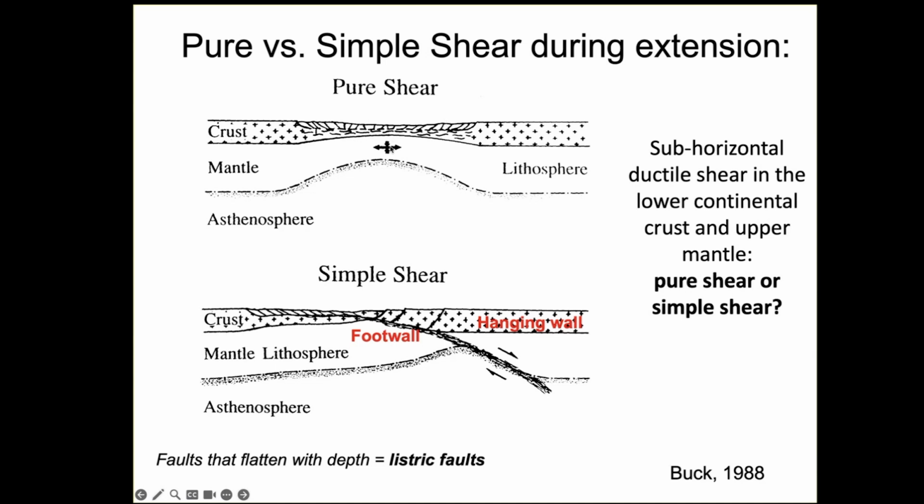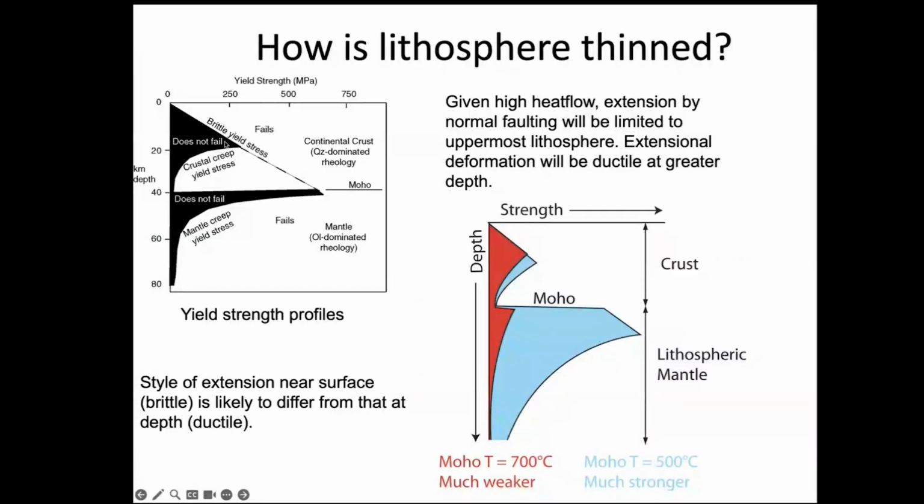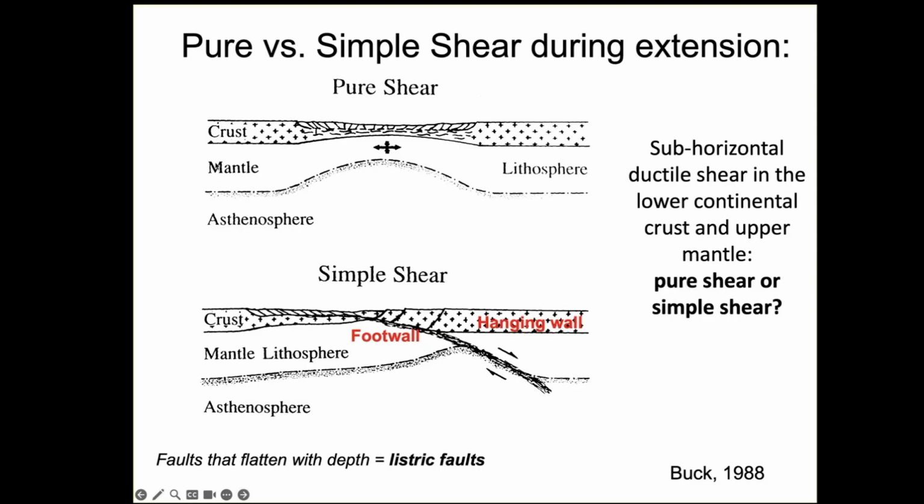This ductile flow is consistent with this strength profile, right? This region is very weak and it's going to flow easily. That's what we're seeing here, right? But in this case, everything is being sort of symmetrically thinned, from the axis of the extension to the margins. It looks pretty symmetrical, right? So that would be pure shear.